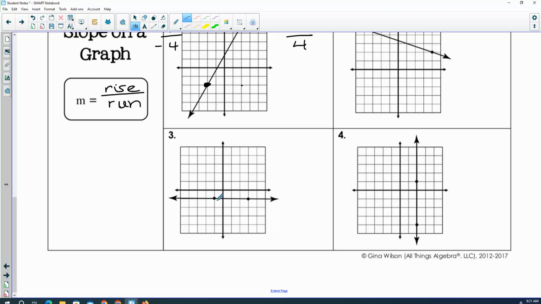Alright, so if I'm here, pick a point to start with. How many do I have to rise to get to the next one? 0. How many do we have to run? What is 0 divided by 4? 0. Could you have known that before we counted? Yes, because we said at the beginning, if it's a horizontal line, your slope is 0. This is why. Because if it's horizontal, you don't have to go up to get to the next one.